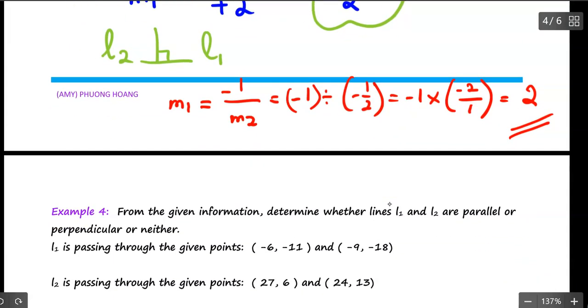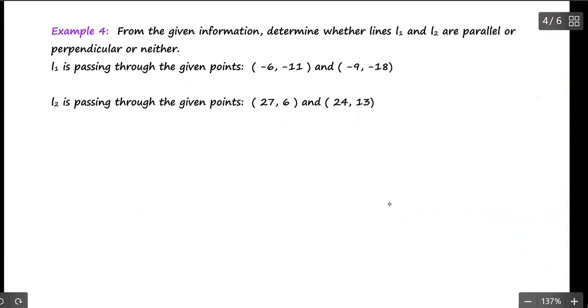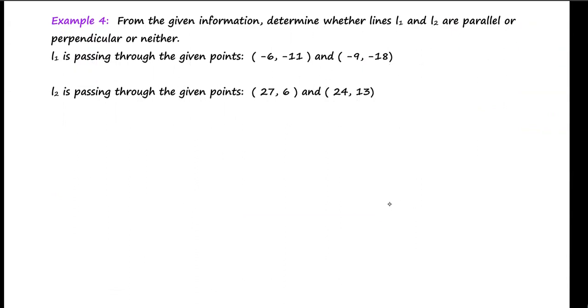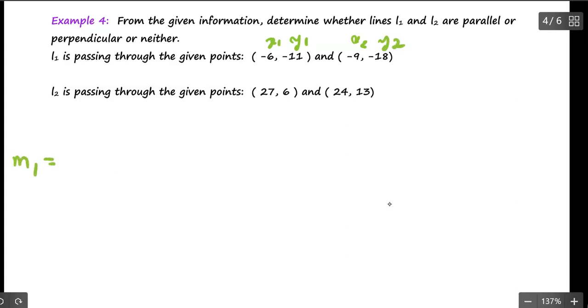Alright, so let's move on to the next example. This example is very much similar, and I also have to identify whether L1 and L2 are parallel, perpendicular, or neither. Again, I will identify x1, y1, x2, y2. So for M1, let me change the color. M1 should be equal to y2 minus y1 over x2 minus x1.